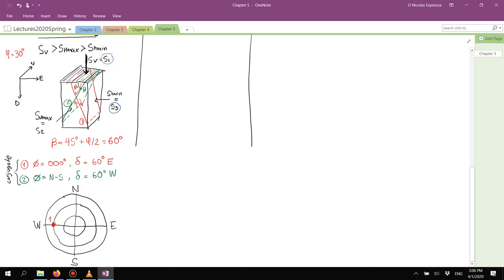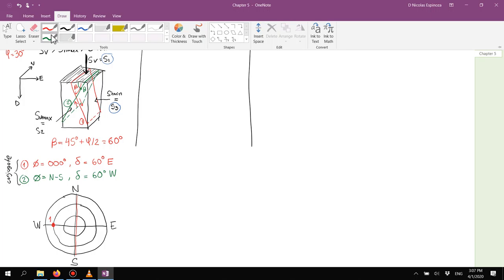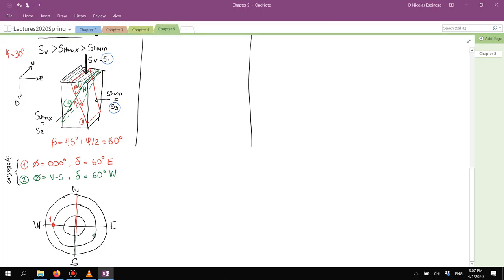If we want to add what would be the strike line, I'm going to do it here, but usually we don't do that in this type of plot because with the pole is enough. That would be the strike line. Let's add number two. Number two is going to be over here. And that will be the pole, which will be an imaginary line that extends perpendicularly from the plane of fault two, perpendicular to that plane, intercepting the lower hemisphere. And that's the pole number two. And the strike line will be somewhere over there.